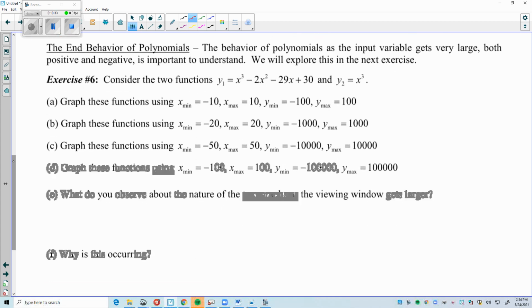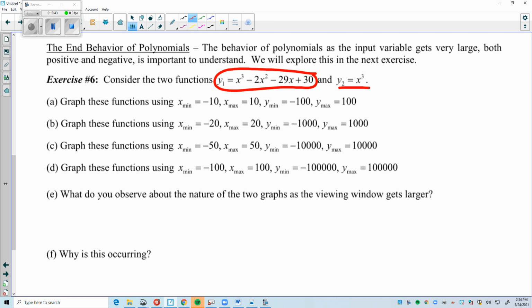Okay, moving on to the end behavior. I've mentioned this end behavior, what's going on at the ends of the graph. We're going to take a look at 2 functions that I have graphed for you: this function and then our basic x cubed function. The idea here is I'm going to show you 4 different graphs, and notice what happens with our windows. The windows are going to get bigger and bigger and bigger.